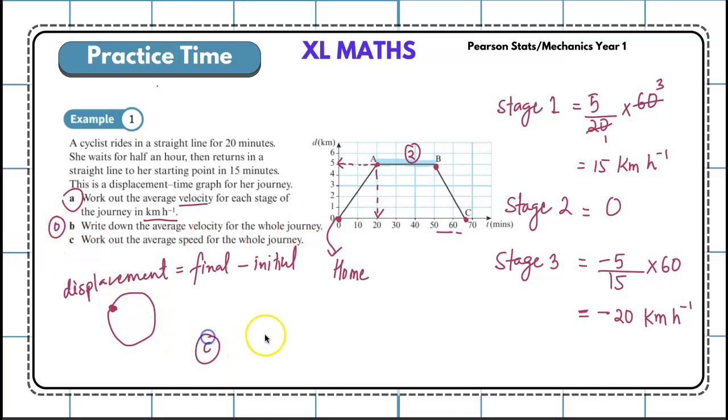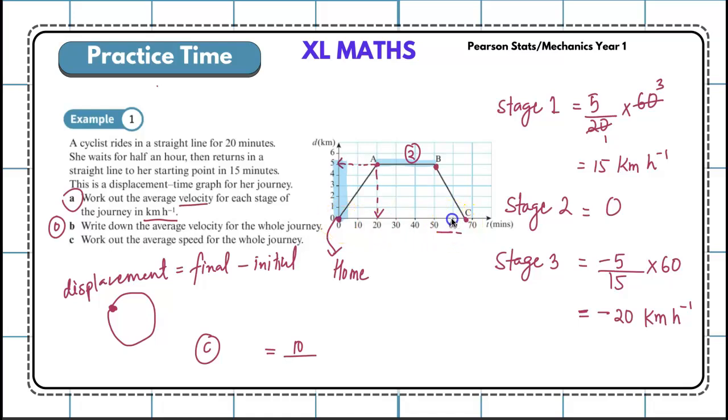Now for C part, work out the average speed. Average speed doesn't depend upon the displacement, but upon the distance. So for that, we are going to take the total distance. Whether you were returning back home only, you traveled 5 kilometers, and you were staying over there for like 5, 10, 20, 30 minutes, and then you came back. So your distance traveled is 5 plus 5, 10. 10 divided by your total time. It doesn't matter whether you were waiting, staying, resting, whatever. We are going to divide by the total time.